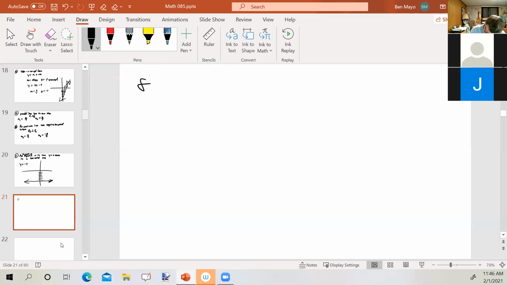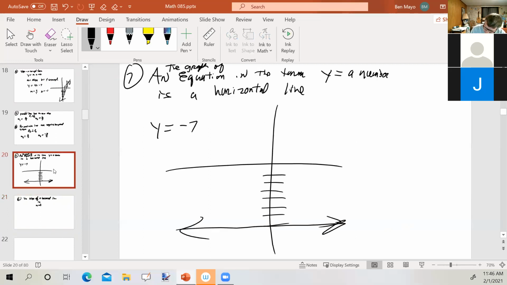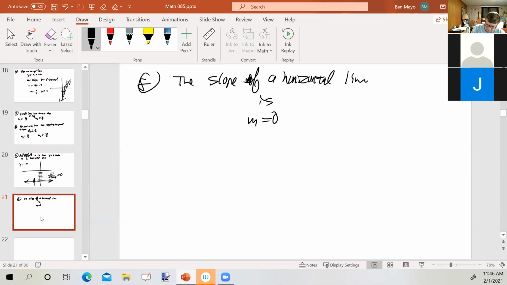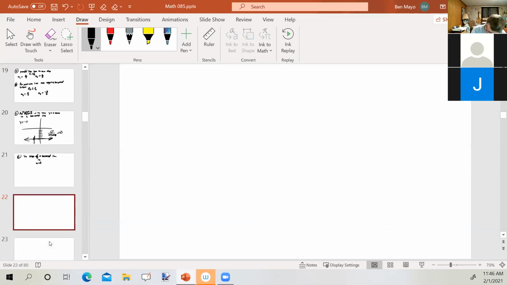Number 8, the slope of a horizontal line is 0. So going back here, the slope has no rise or fall over some run. 0 divided by something that's not 0 is going to equal 0. So the graph of an equation of the form y equals a number is a horizontal line and its slope is 0.